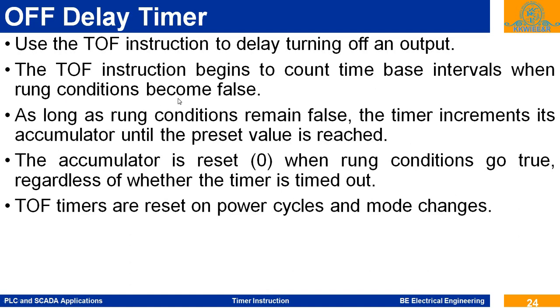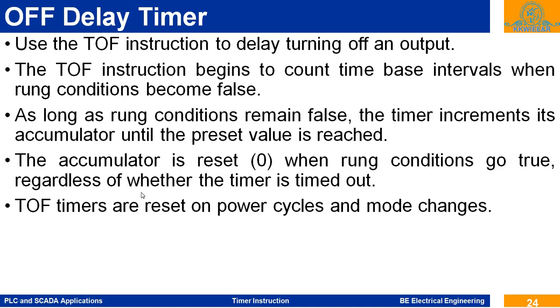When your run condition is false, then based on the time base, the interval starts incrementing. And when your accumulator is equal to the preset value, the state of the done bit is changed. So as long as the run condition remains false, the timer increments its accumulator until the preset value is reached. The accumulator is reset when the run condition goes true, regardless of whether the timer is timed out.